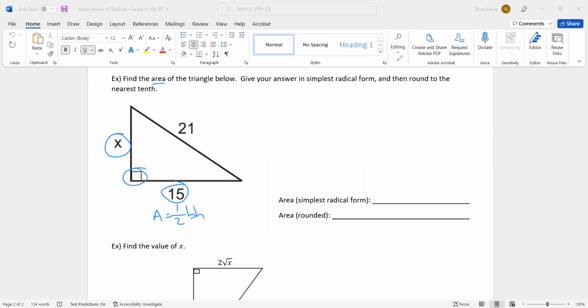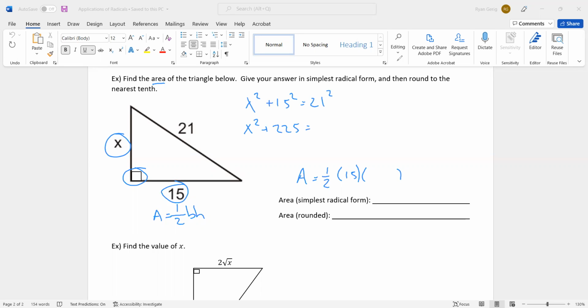So the area is going to be 1/2. The base is 15. Unfortunately, the height, I don't know. It's x. We need to go back and do the Pythagorean theorem to find x. So x squared plus 15 squared equals 21 squared. So x squared, 15 squared is 225.